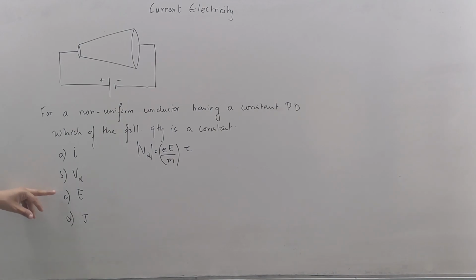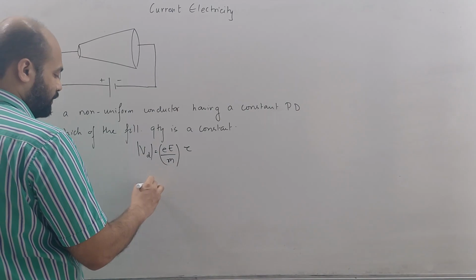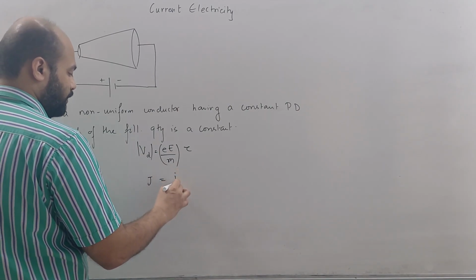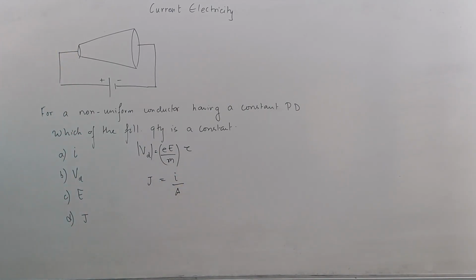And apart from that, let's talk about this electric field. We just spoke about it, that it is varying. So drift velocity along with that is definitely varying. What about J? Now J is a quantity which is dependent on area of cross section. So area of cross section is something that's varying from point 1 to point 2. So it is not going to be same.